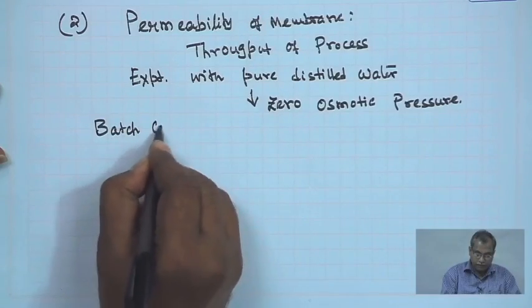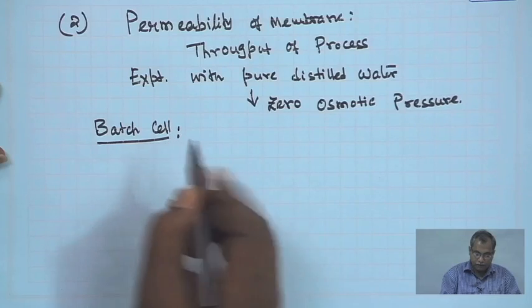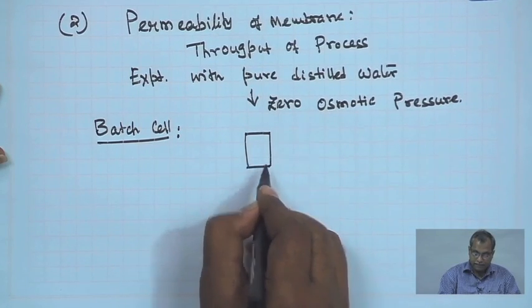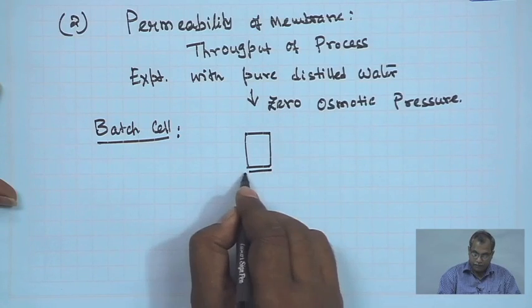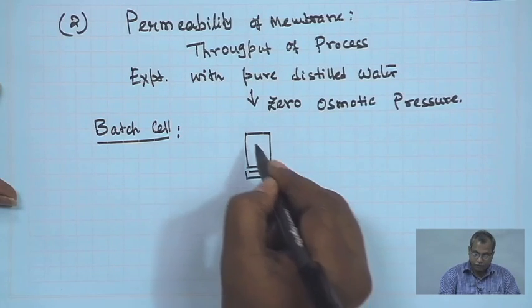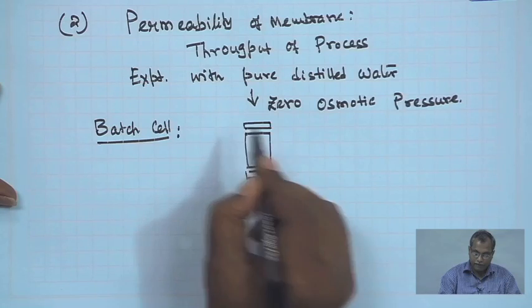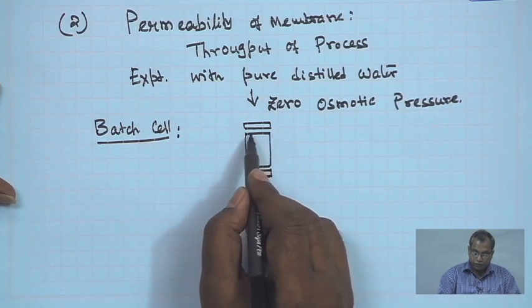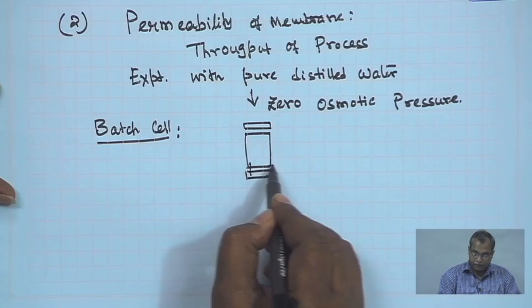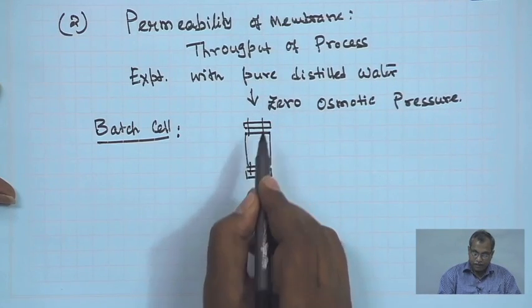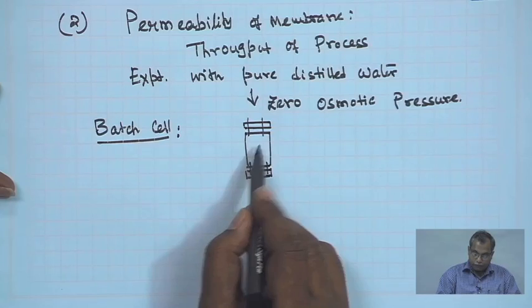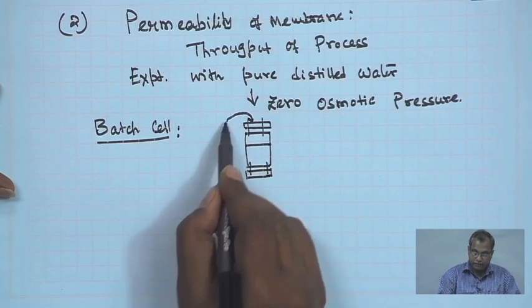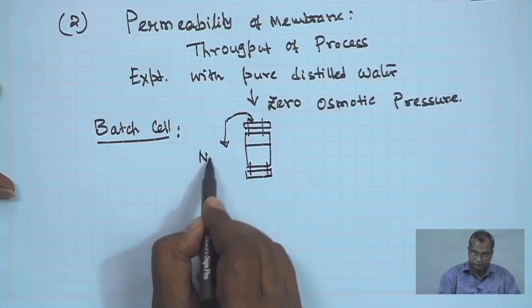What is this batch cell? I will be talking about the batch cell and other cells in detail later on. A batch cell is basically a small experimental setup having three parts. It is a cylindrical body followed by a housing at a bottom flange, and there is a top flange. We place the membrane on the bottom flange, and then we put the top flange, and they are tightened by nuts and bolts. Then we put water, let us say filling half of it, and then we pressurize using an external nitrogen cylinder.